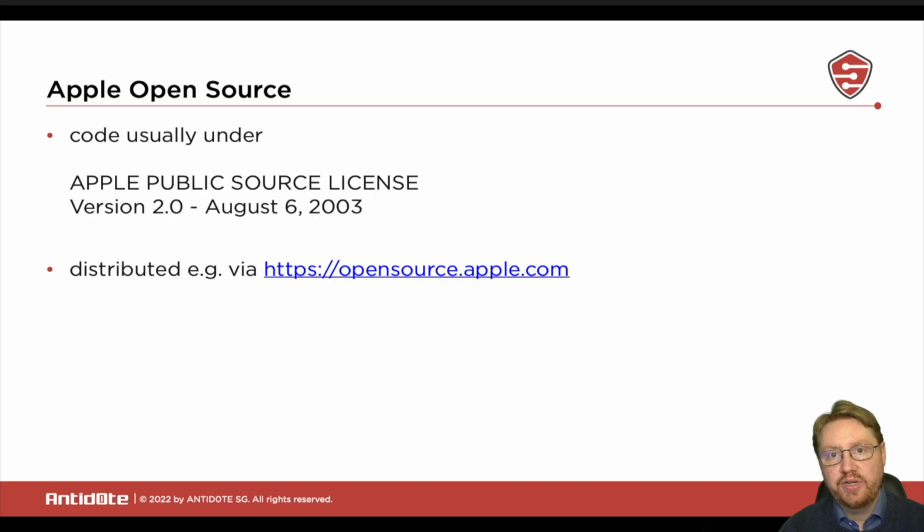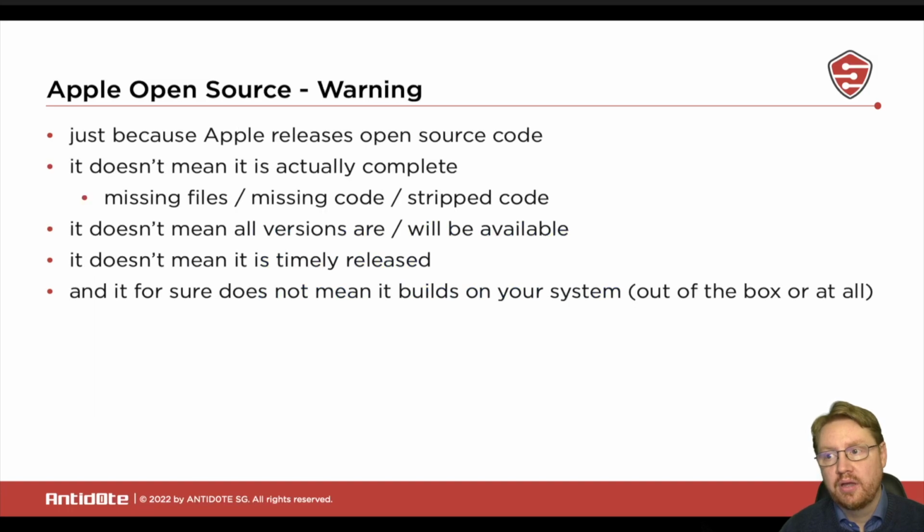When Apple releases source code written by themselves, it's usually released under the Apple Public Source License. At the moment, they're using version 2.0 from August 6, 2003. All the source code that Apple provides to us and releases to the public is distributed via a central server, which is https://opensource.apple.com.